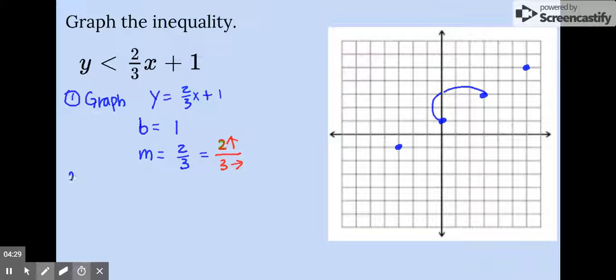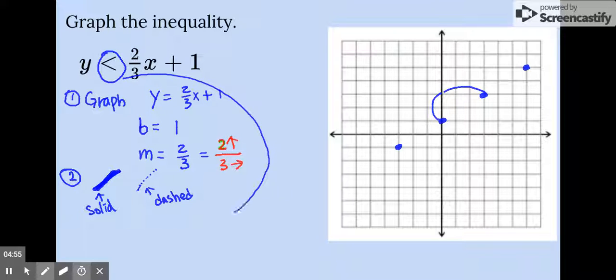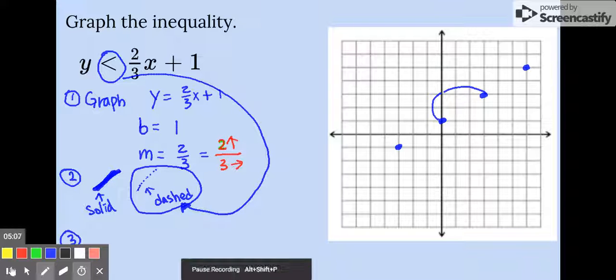And number 2, you need to decide if it's going to be solid or dashed. So solid means included, dashed means not included. The points on the line are included or not included, solid and dashed. What do you think? Look at the sign, look at the inequality symbol, and you need to decide, is it going to be dashed or solid? It's going to be dashed, because it doesn't have an equal sign. And number 3. So now let me just draw the line first.